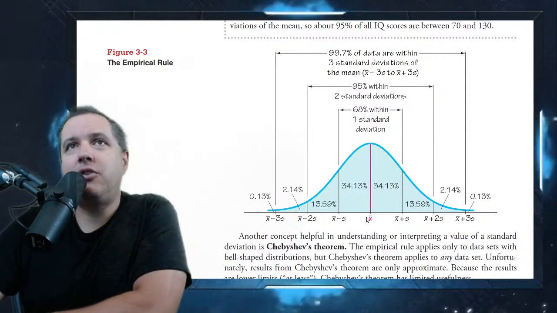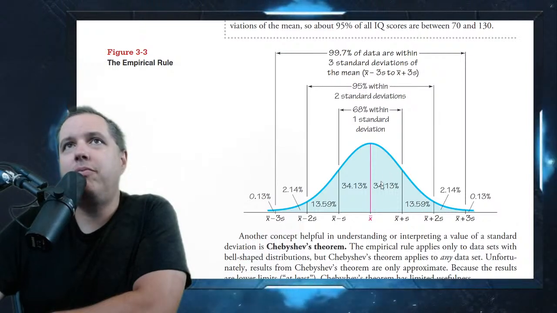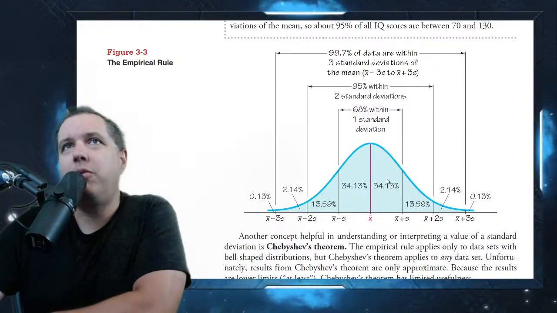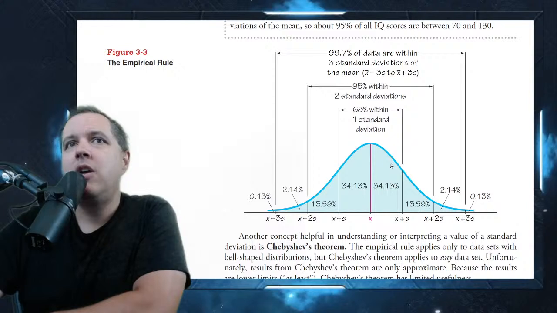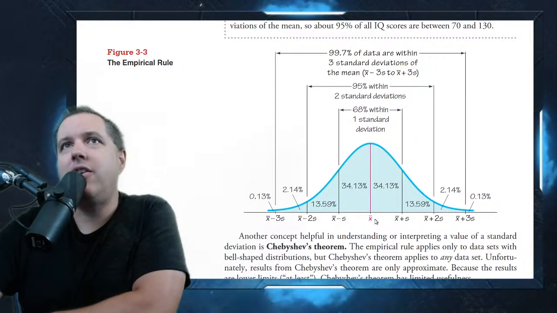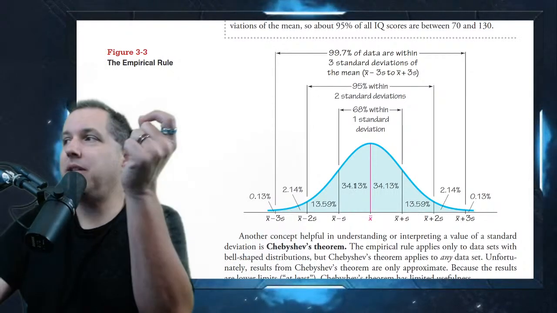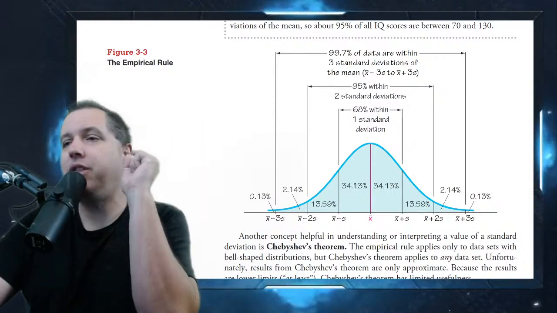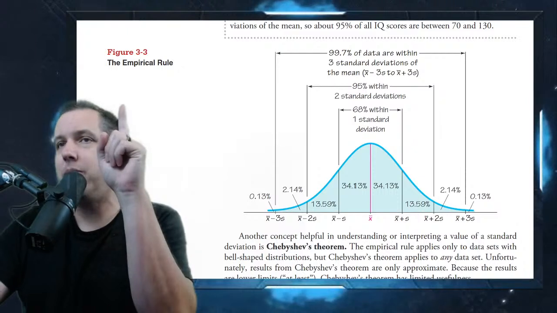So what that means is if you start at the mean and you go up one standard deviation, around 34% of your data will be in there. This will vary a little bit, but about 34% of your data is there. Also, if you go down one standard deviation, 34% of your data is there, which means approximately 68% of your data falls within one standard deviation of the mean.